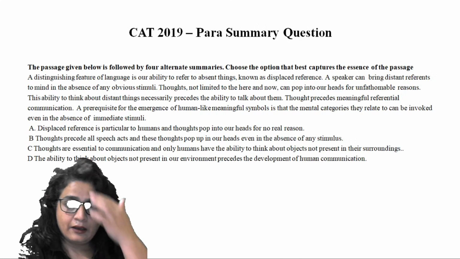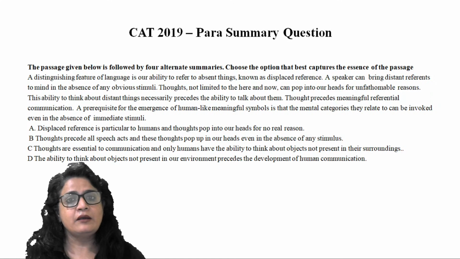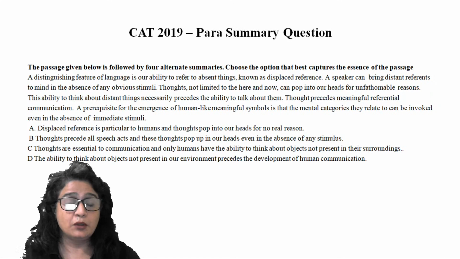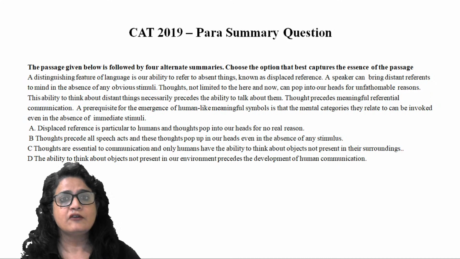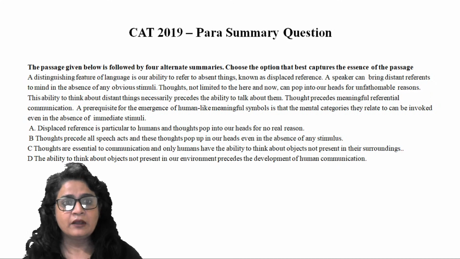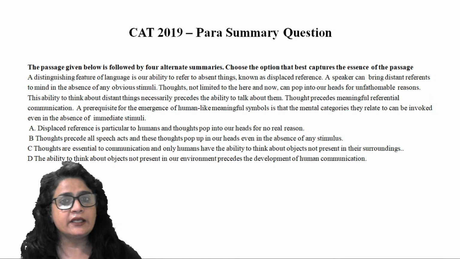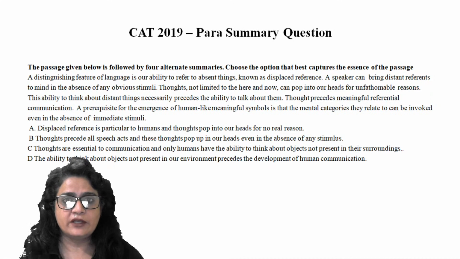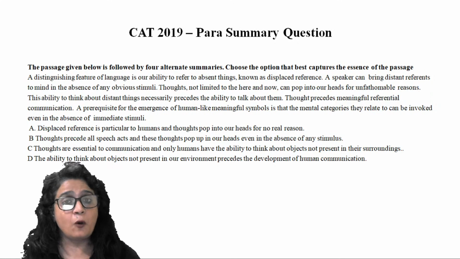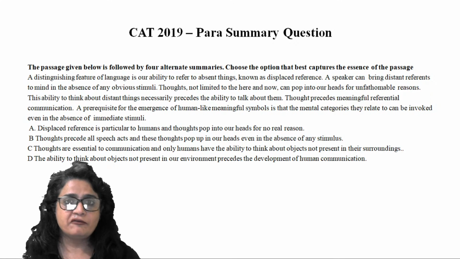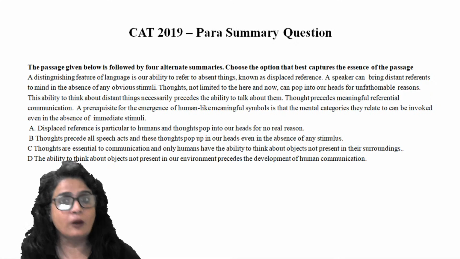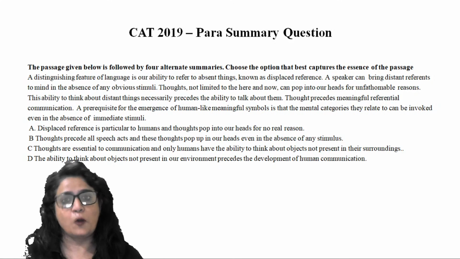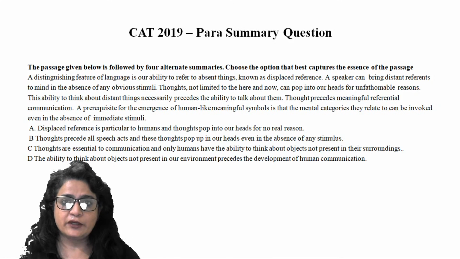All right. Now, this is how a paragraph summary question looks like. So this question has been taken from CAT 2019 paper. The direction says the passage given below is followed by 4 alternate summaries. Choose the option that best captures the essence of the passage, right? So that's going to be a classic direction for all paragraph summary questions. There will be a short paragraph, usually 4, 5 or 6 lines. It can also be longer than that, and then followed by 4 options. So that's how a question is going to look like.